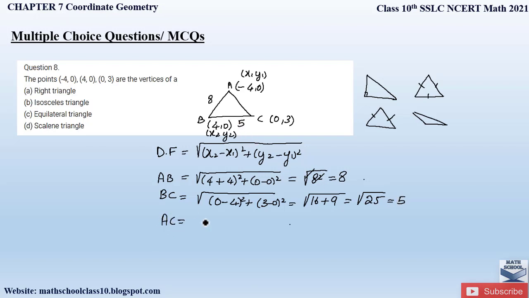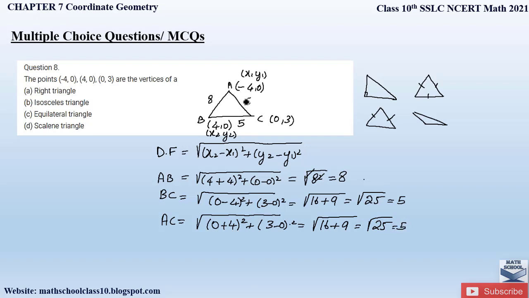Now what is side AC? Again applying the formula, you get 0 minus of minus 4 is plus 4 the whole square plus 3 minus 0 the whole square. So that will be 4 square is 16 plus 3 square is 9. Again it is square root of 25, which is equal to 5. So the side AC is also 5.